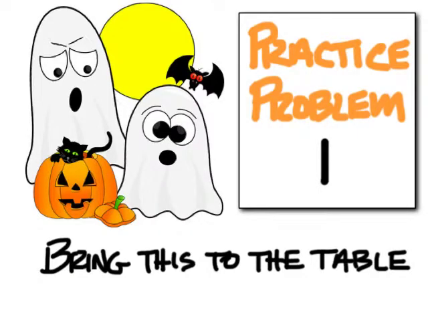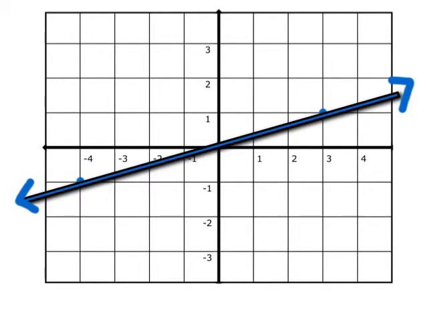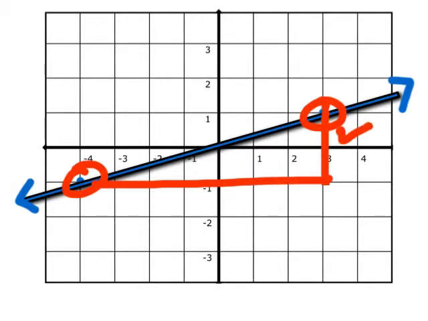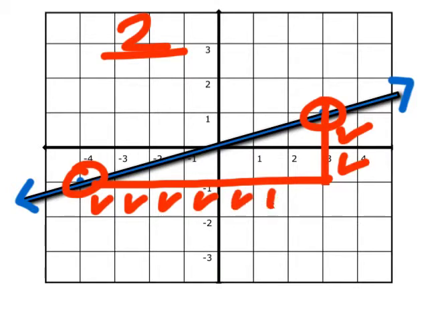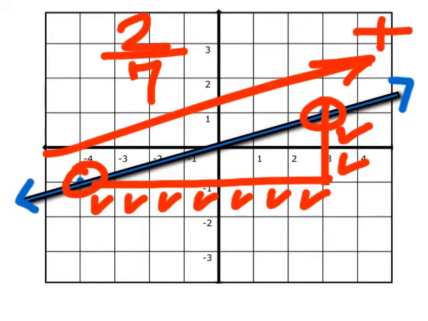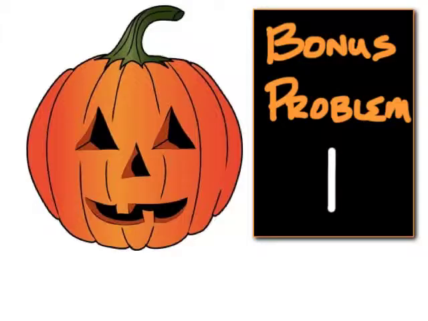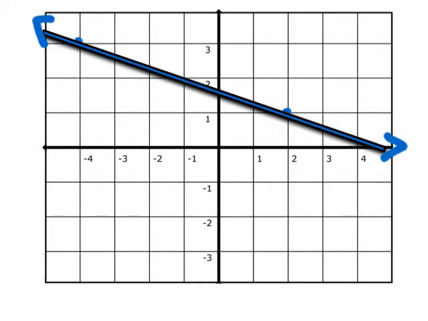Slope equals negative 1. Practice problem number 1. What is the slope of this line? Drop it off up here on the table when you think you have it. On the practice problem, I'm going to choose this point and this one, you have a triangle that can go from there to there, and you have 1 and 2 for the rise, and 1, 2, 3, 4, 5, 6, 7 for the run. And since it goes to the right, it's positive, 2 over 7.